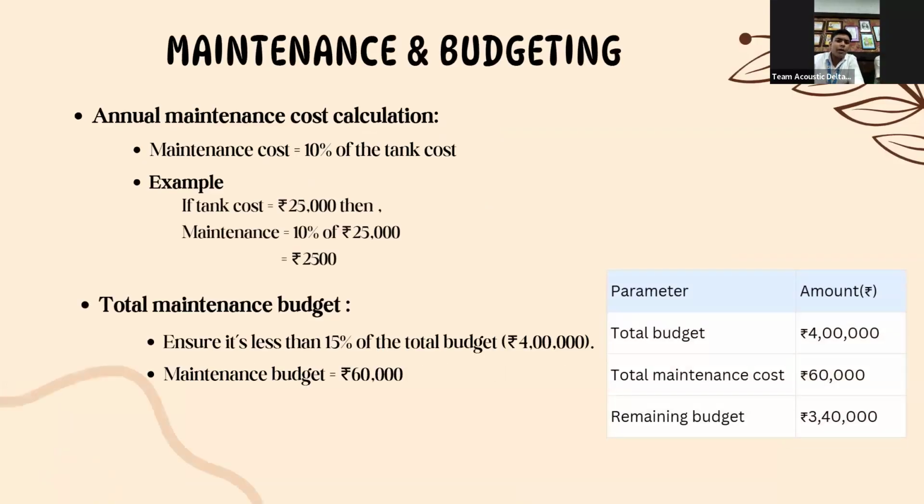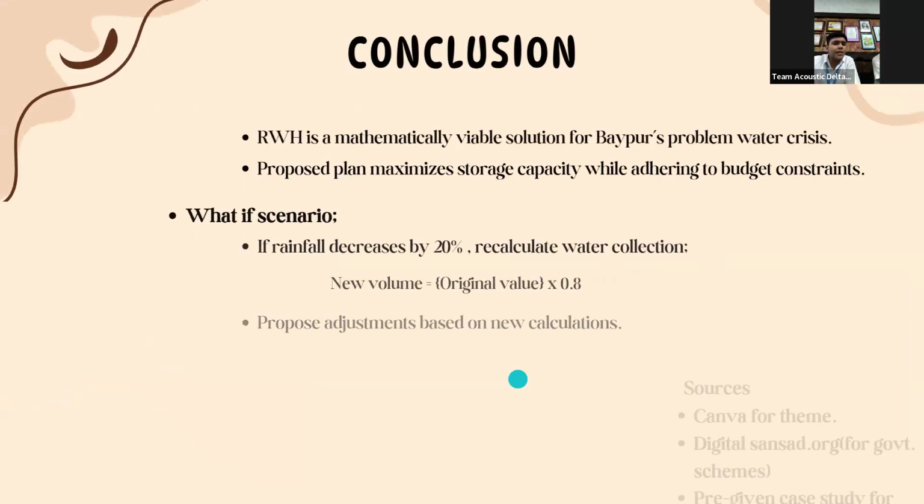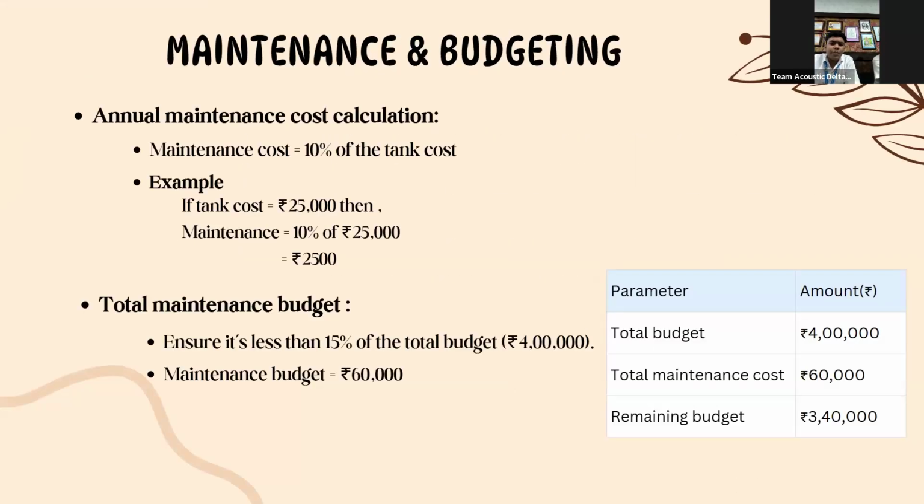Now, we will talk about the maintenance and budgeting, because maintenance plays a very crucial and vital role in budgeting a plan and a project for better use. In this, the total budget for tanks was 4 lakh rupees as provided in the case study by ma'am, and maintenance cost is assumed as 10% of the tank cost. For example, if one tank costs 25,000, maintenance would be 10% of 25,000, that is 2,500 rupees.